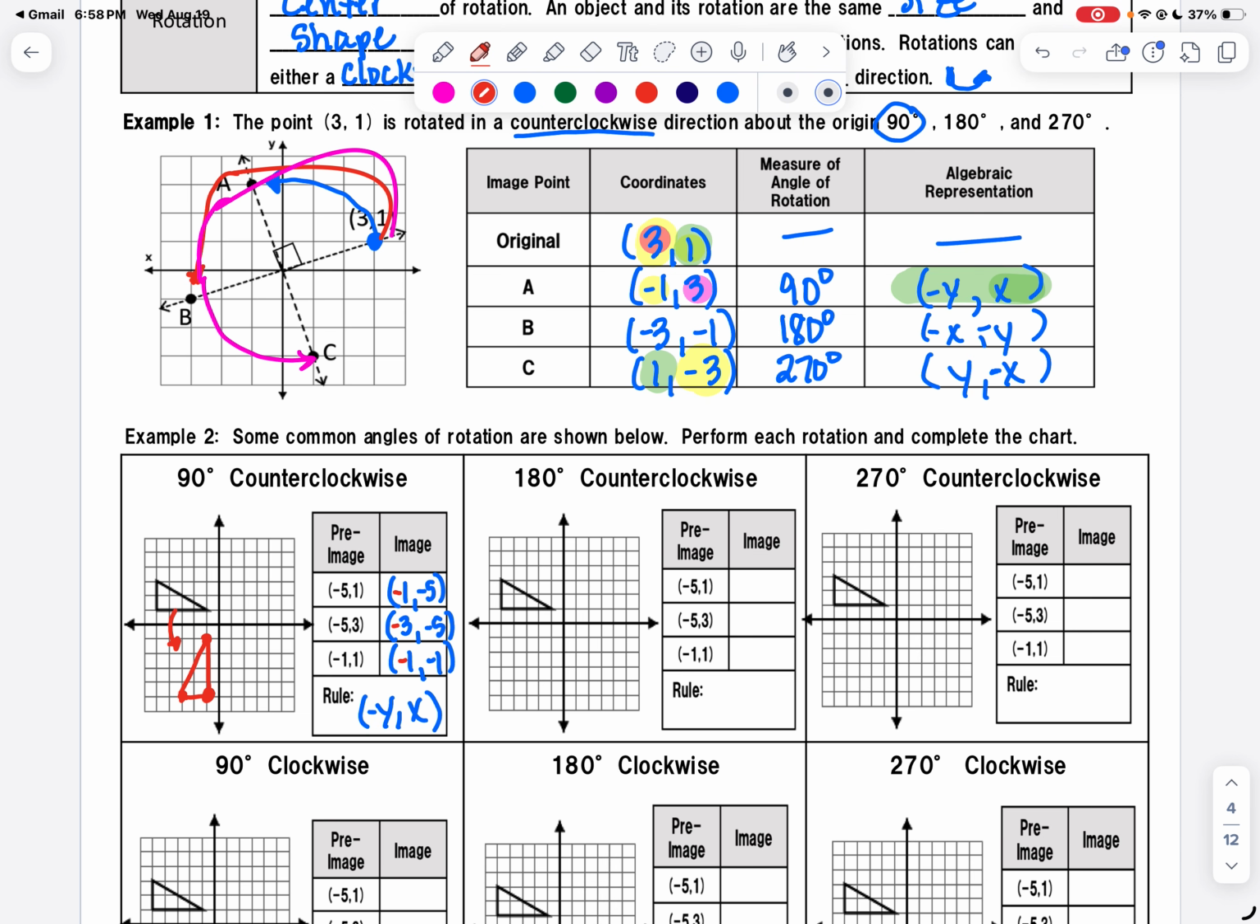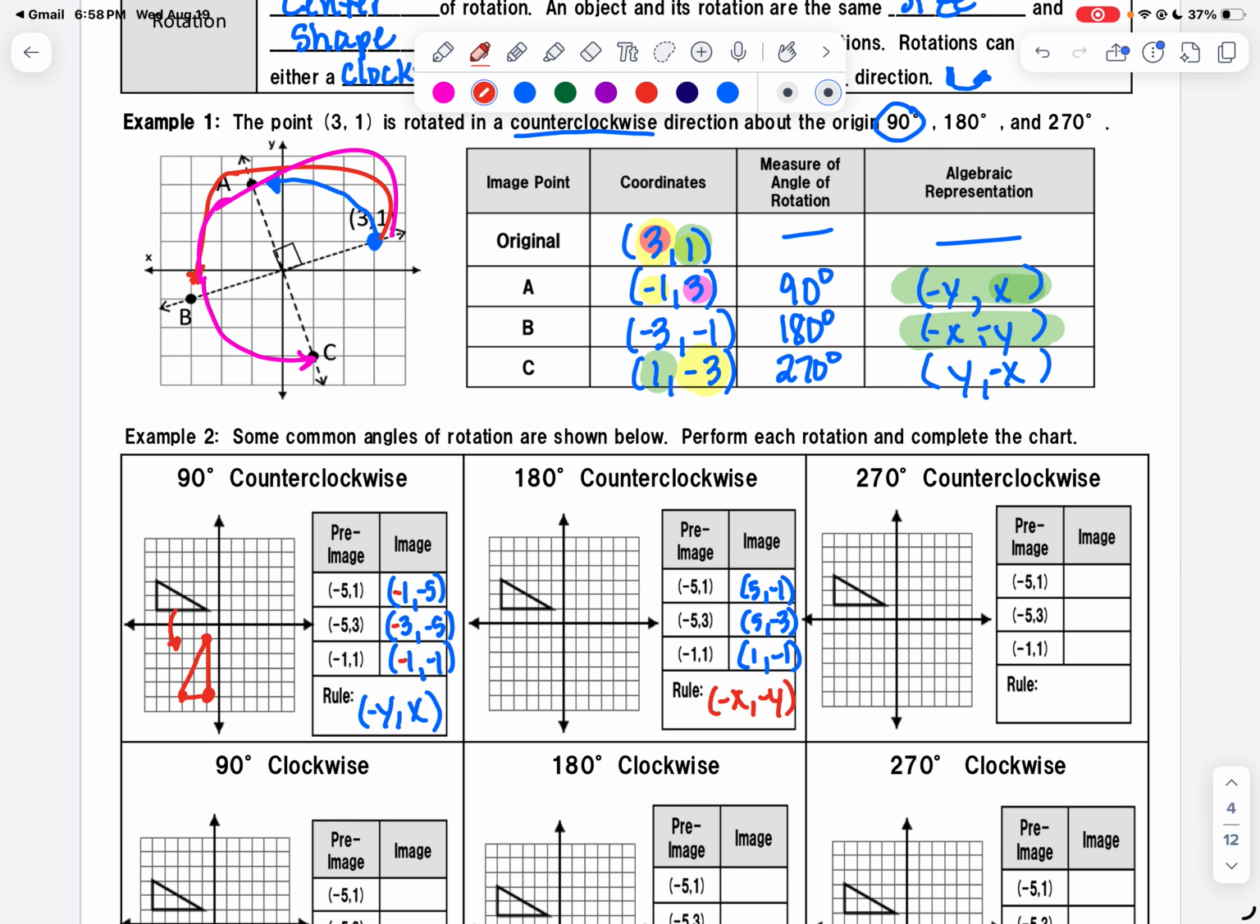All right. 180 degrees counterclockwise. Now go back up to your chart, and I want you to notice our rule for 180 counterclockwise is opposite of x, opposite y. So let's write that down. Opposite x, opposite y. So this would become +5, -1, +5, -3, and +1, -1.